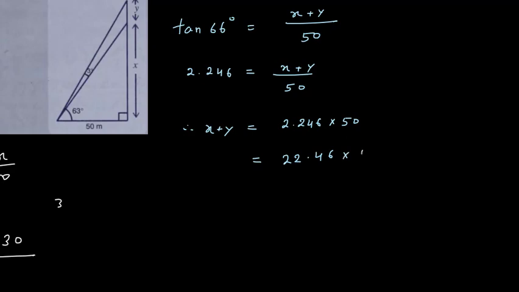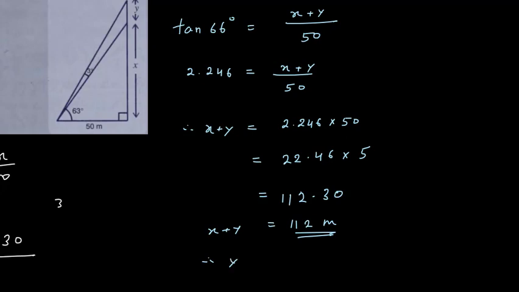So this will be something like 22.46 into 5. 5 sixes are 30, 3, 5 fours are 20, this is 23, then 5 twos are 10, 10 plus 2 is 12, 5 twos are 10, 10 plus 1 is 11, so 112.3. This is x plus y. So this is also approximately 112 meter. This is the value of x plus y.